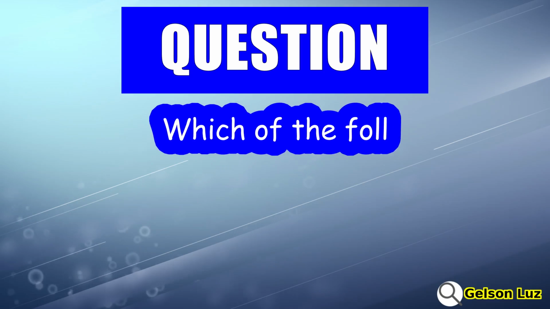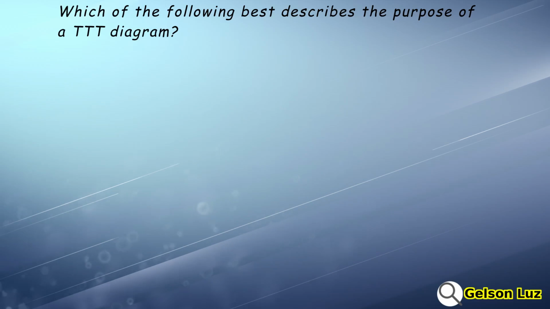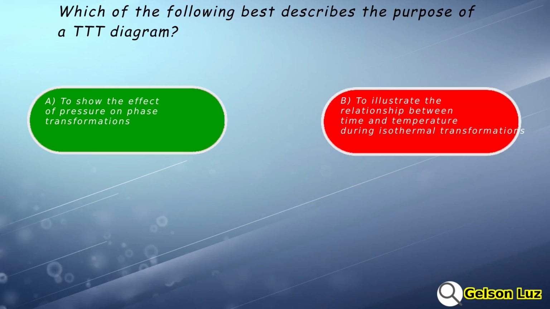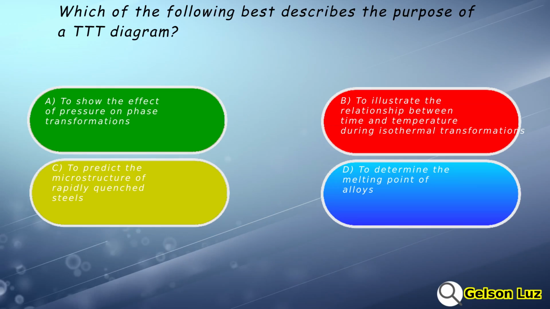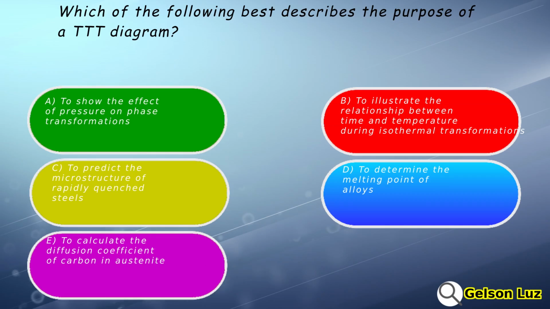Which of the following best describes the purpose of a TTT diagram? A. To show the effect of pressure on phase transformations. B. To illustrate the relationship between time and temperature during isothermal transformations. C. To predict the microstructure of rapidly quenched steels. D. To determine the melting point of alloys. E. To calculate the diffusion coefficient of carbon in austenite.